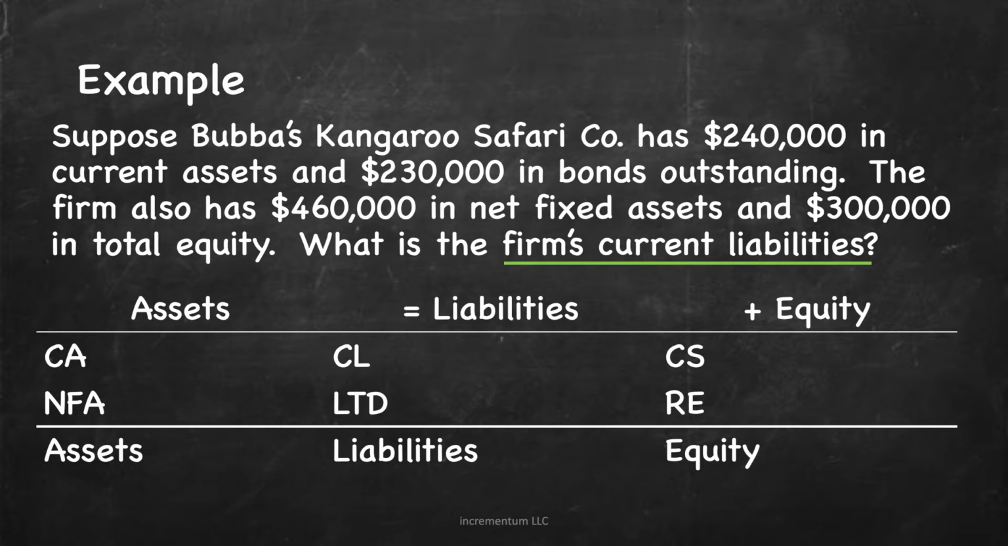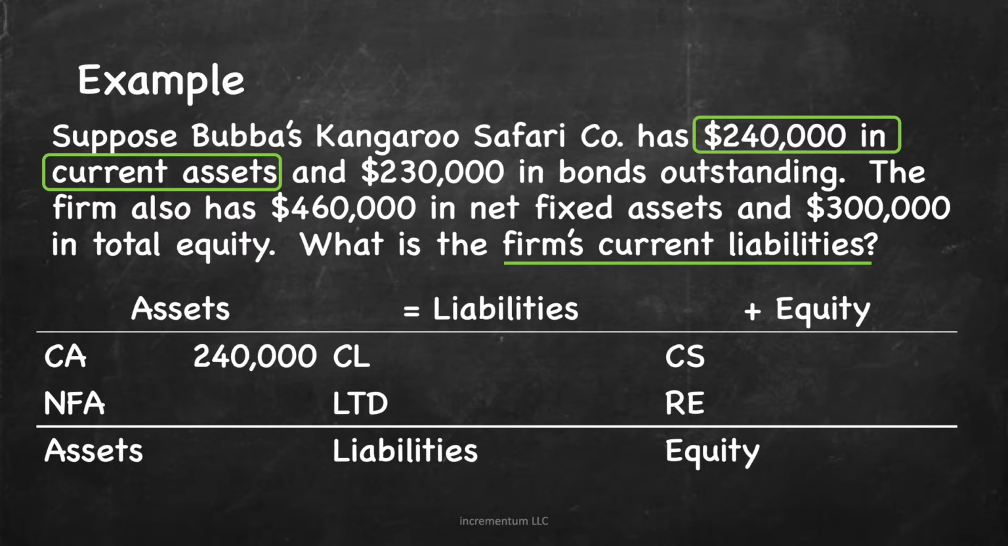So we've got our 6 main pieces on our balance sheet template: current assets, net fixed assets, current liabilities and long-term debt, common stock, and retained earnings. So now we'll go ahead and fill in as much as we can to see if we can calculate current liabilities. The problem tells us that we have $240,000 in current assets, so we can go ahead and fill that in on our template next to current assets.